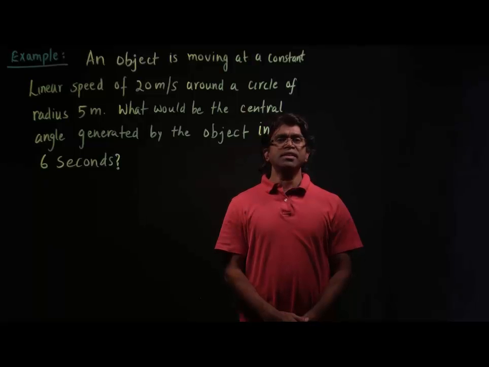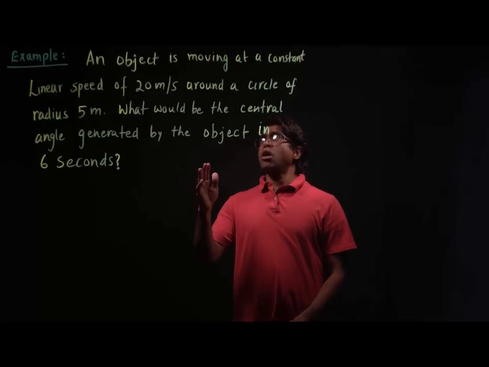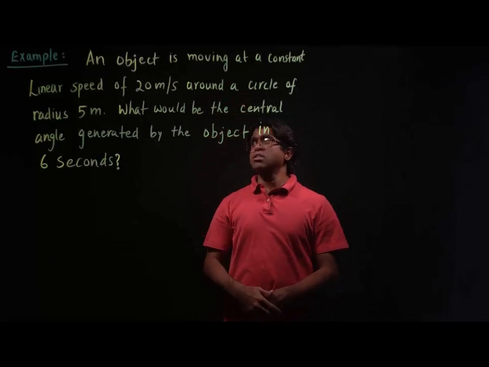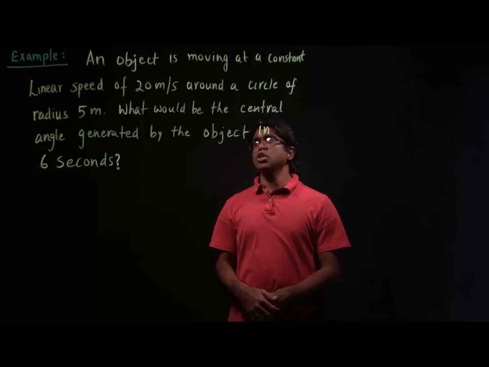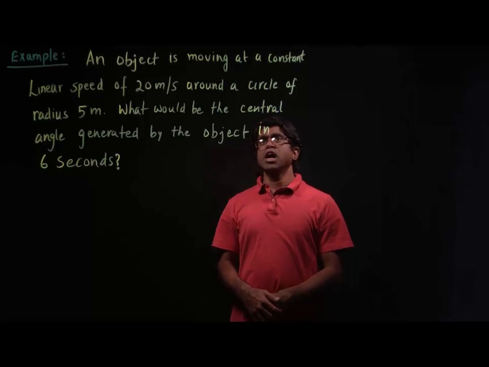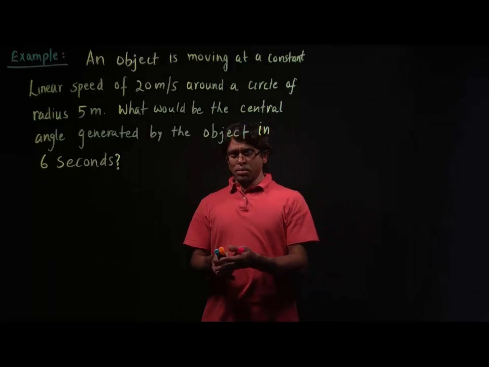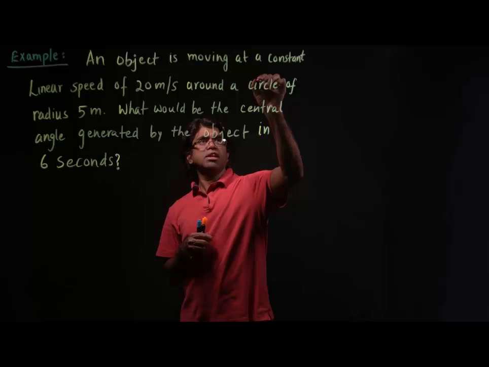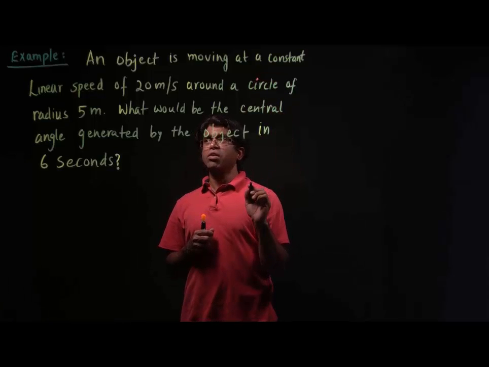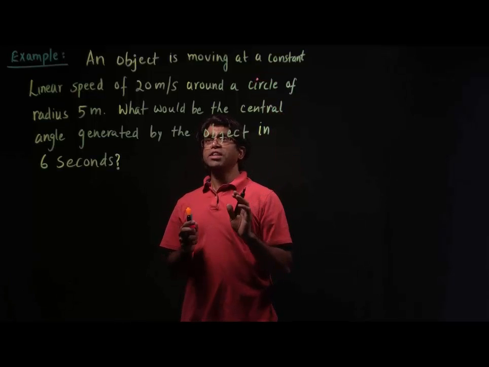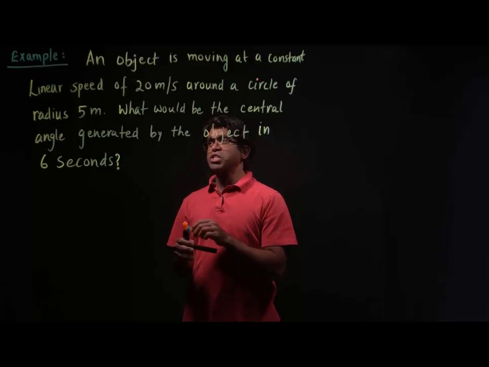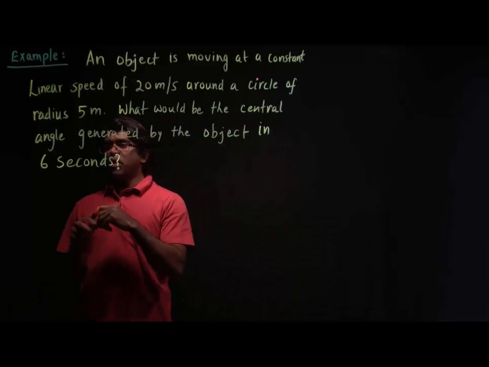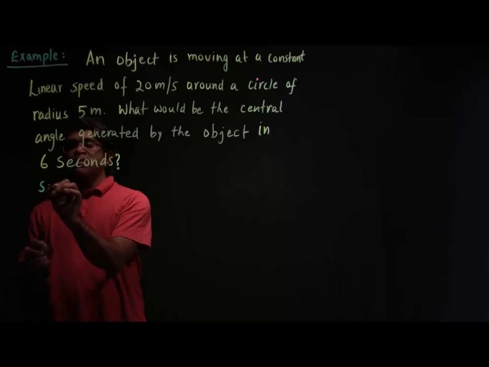Let's consider another example of linear and angular speed. The example is: an object is moving at a constant linear speed of 20 meters per second around a circle of radius 5 meters. As you can see, an object is moving around a circle. Let's first write what is given in the question.